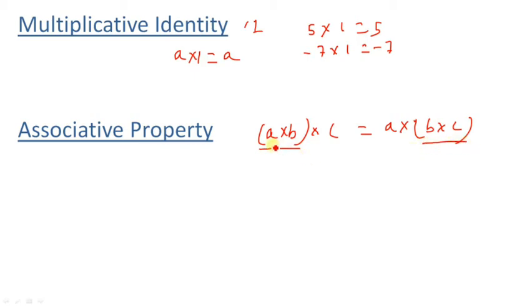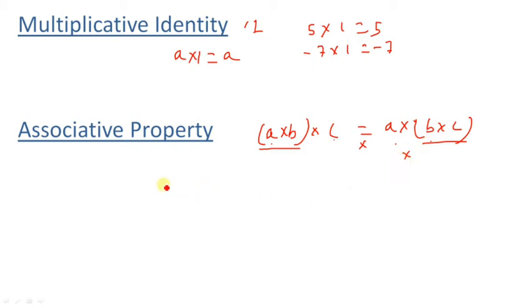Okay, so if we first multiply the first two numbers, that is a into b, and then multiply the result with c, and the result is x, then if we multiply b and c and multiply it with a, the result will also be the same as x.